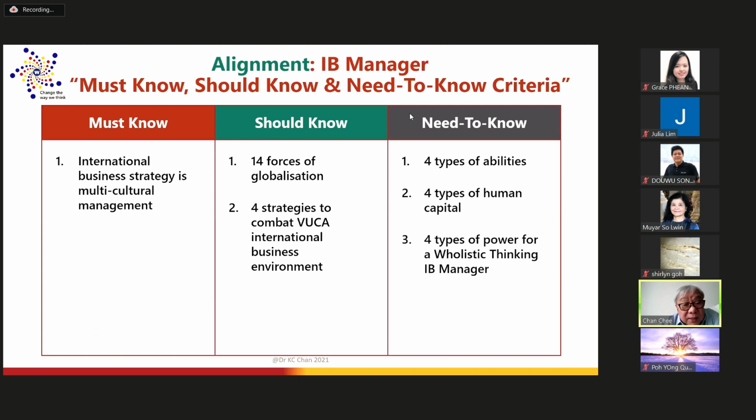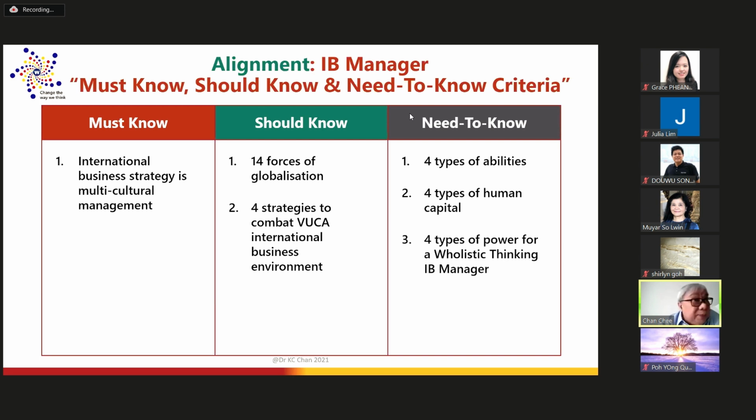But this is to satisfy the dean, that I must teach them international business strategy, which is called velocity, speed plus direction, which is multicultural management. This must be ingrained inside all the students. The students should know there are 14 forces of globalization. They should also know how to combat VUCA, which stands for volatile, uncertain, complex, and ambiguous business environment. You need 4 strategies. If you don't know, I always joke, don't tell people I'm your professor because I feel ashamed. And you will definitely fail the exam because you cannot apply it to your case study. And the case study is real time.